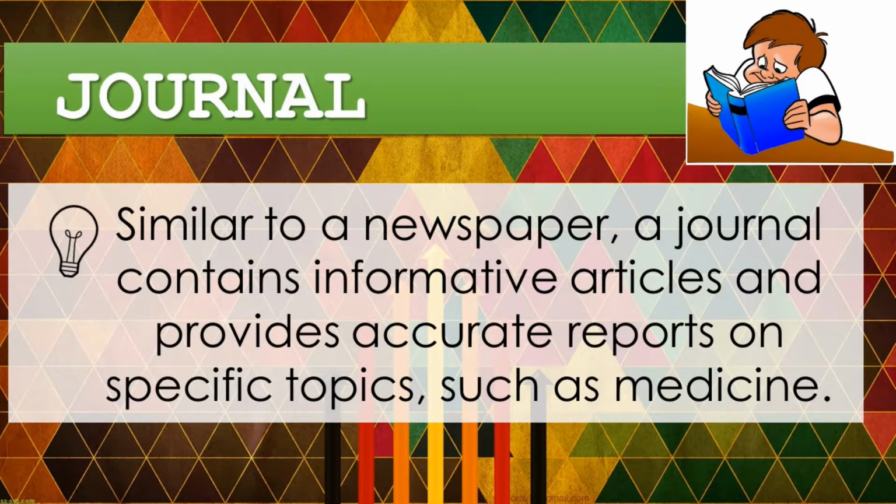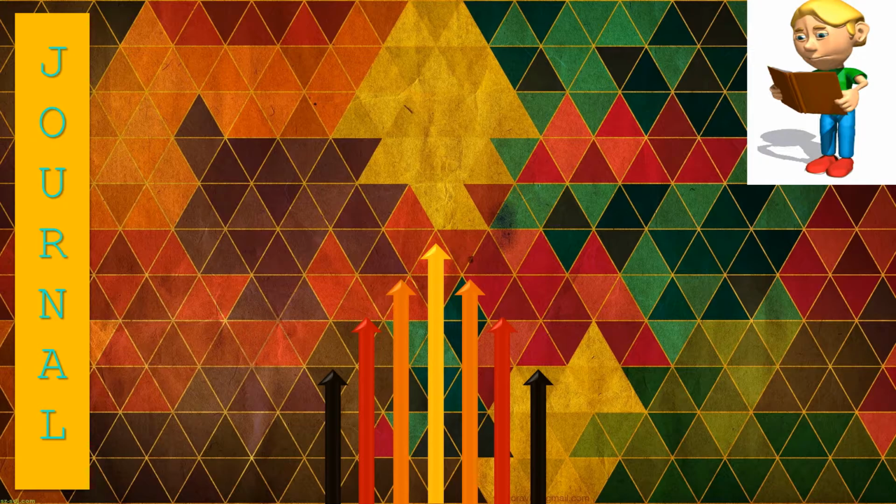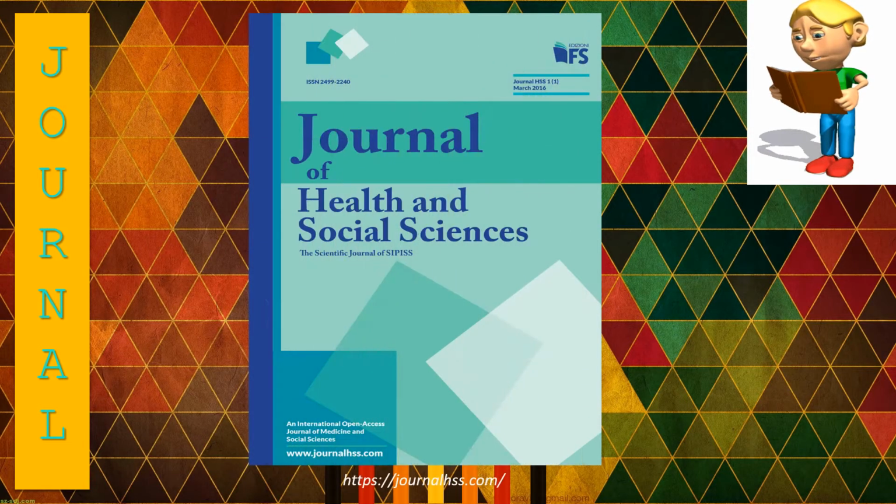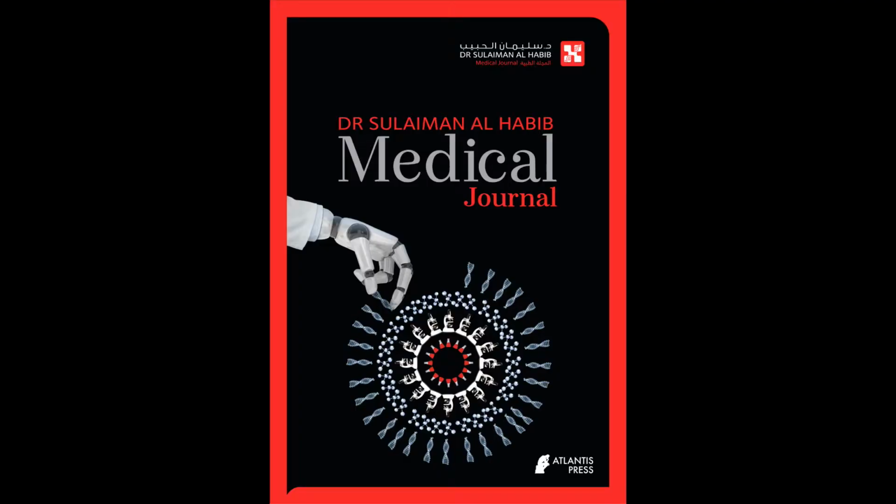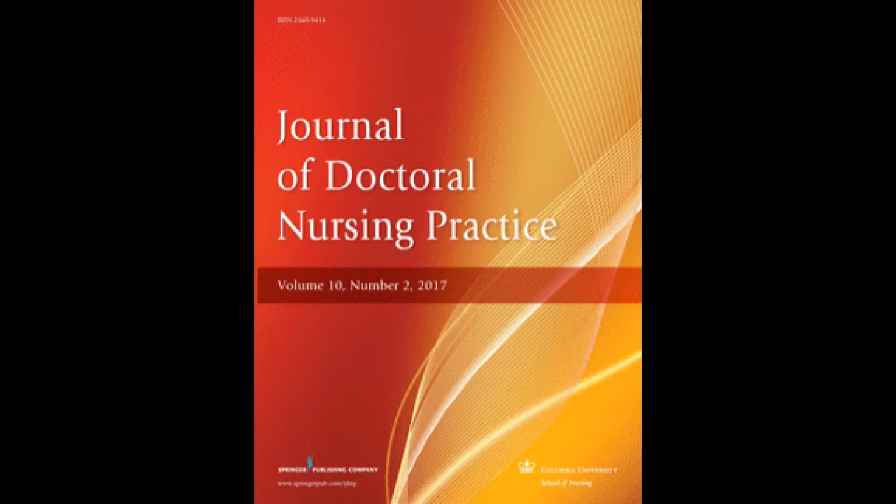Similar to a newspaper, a journal contains informative articles and provides accurate reports on specific topics, such as medicine. An example of journal is the Journal of Health and Social Sciences. A journal can be compared to a magazine, as it targets a particular type of audience. For example, a medical journal is intended for medicine students or medical practitioners.